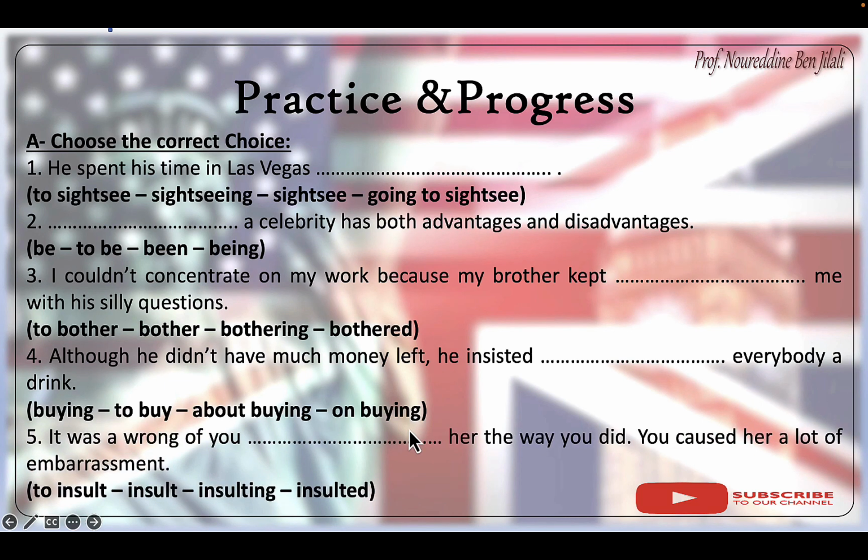Number 5. It was wrong of you, her the way you did. You caused her a lot of embarrassment. So the choices here are to insult, insult, insulting, insulted. The word that controls the sentence here is the adjective wrong, and the adjective wrong is followed by infinitive with to. So we say it was wrong of you to insult her the way you did.